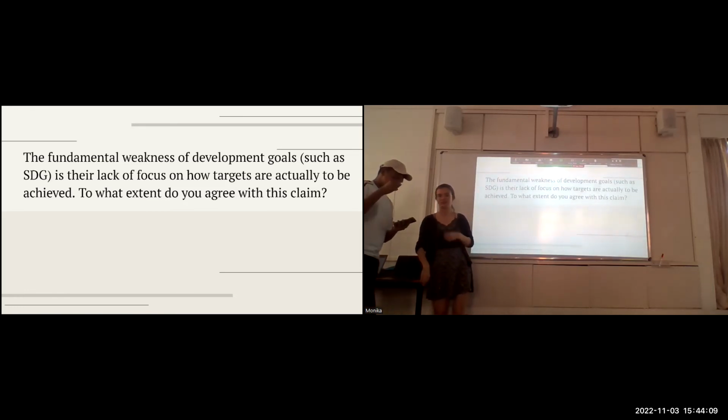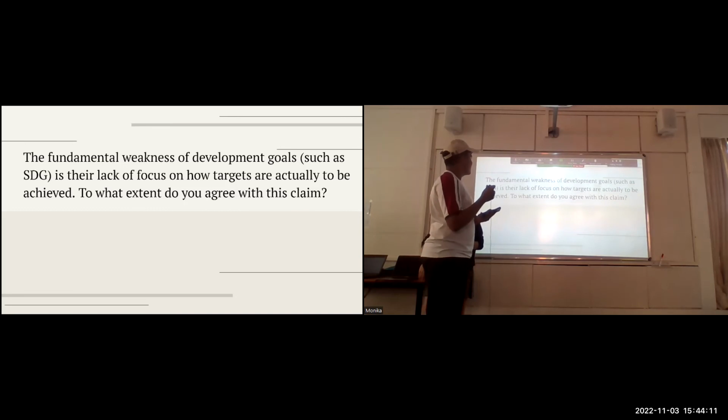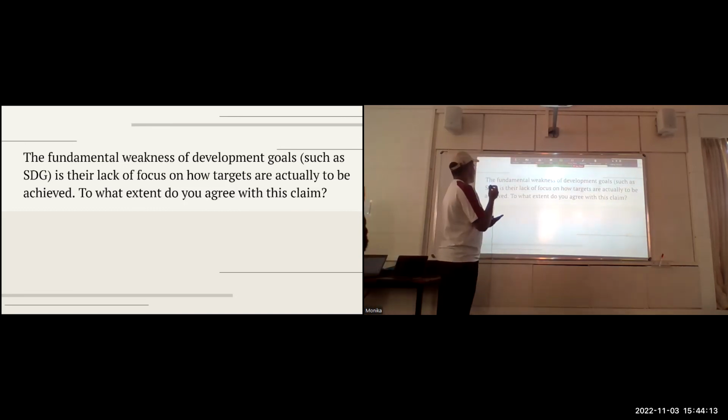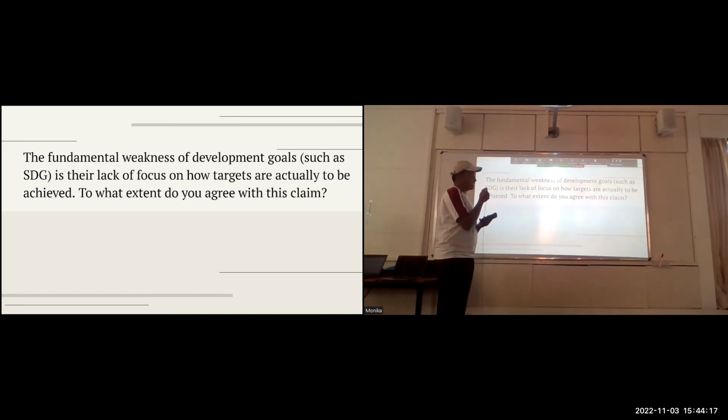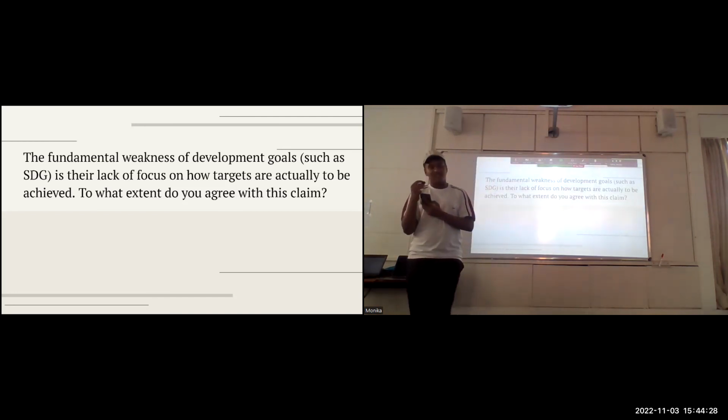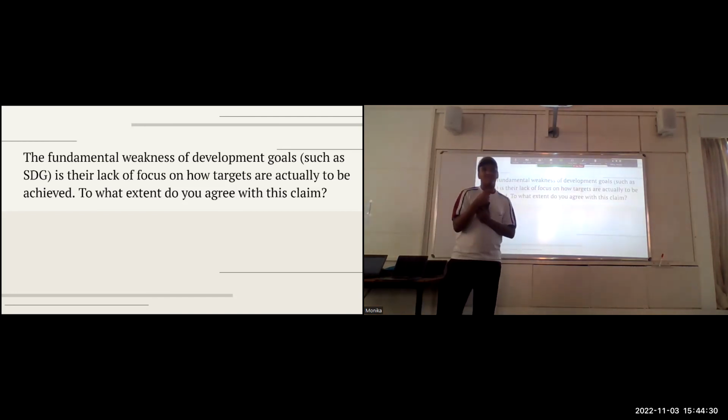So now we have this lovely Paper 2 question: the fundamental weakness of development goals, such as the SDGs, is their lack of focus on how targets are actually achieved. To what extent do you agree with this claim? If you've been paying attention, all the answers for this question were in the slides and in what my fellow people here have said. So does anyone have any points on this to start a discussion?